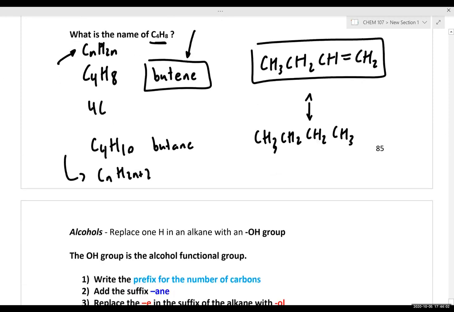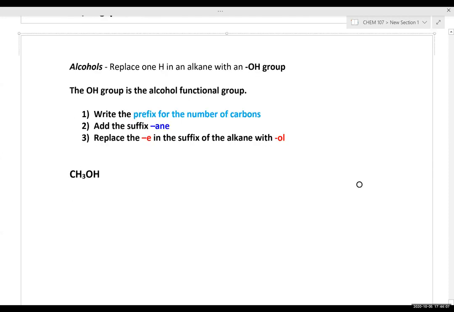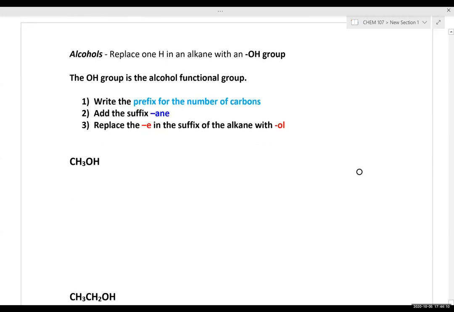So let's look at our next functional group that we have to deal with. The next functional group that we'll introduce is an alcohol, which is of the form an OH functional group. So the OH group is known as an alcohol functional group. And in order to name alcohols, you write the prefix for the number of carbons, you add the suffix -ane, and then you replace the E with the OL suffix to denote that we have an alcohol.